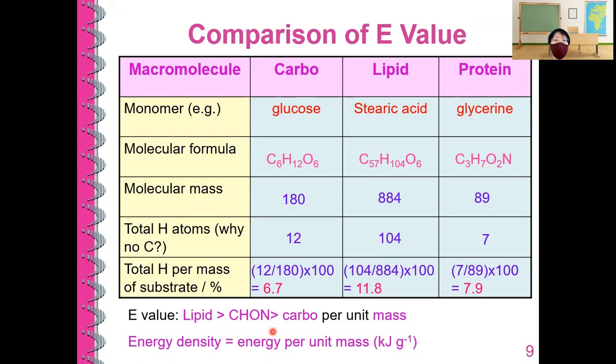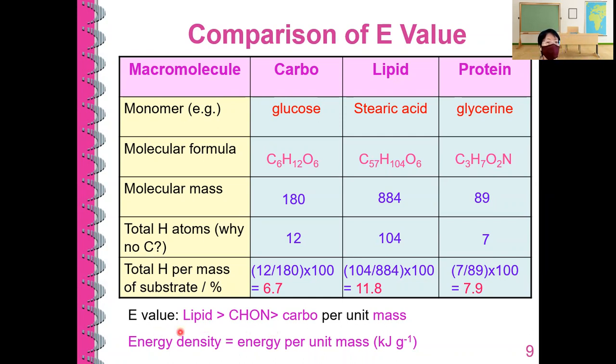Yeah, in your calculations, hydrogen per mass of substrate is higher in lipid compared to protein, compared to carbohydrate. Yeah, but it's not fair. The lipid got so many carbons, and this one only got 6 carbons. But the ratio is still greater. So therefore, the energy value, because of the percentage hydrogen per mass, is also the same: lipid more than protein, more than carbohydrate per unit mass.